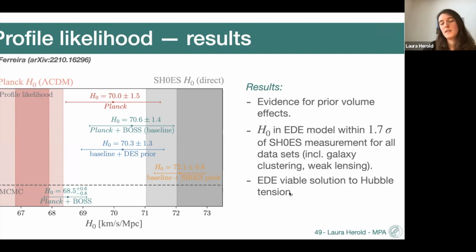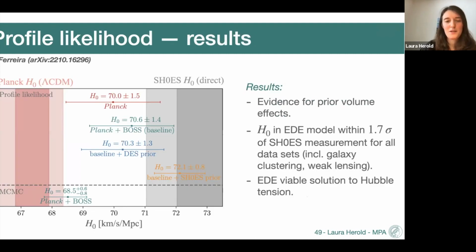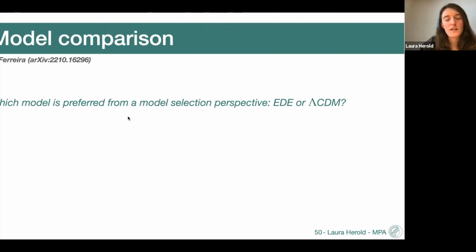So we find that EDE presents a viable solution to the Hubble tension. Because one more thing that we wanted to look at is which model is preferred from a model selection perspective. So is it early dark energy or lambda CDM?